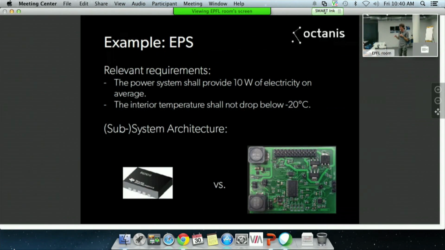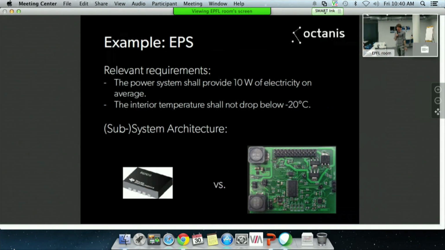And I stopped before at the V-Model. I want to go a bit deeper there and show that with a few examples. So that's the electrical power system. I want to summarize again the relevant requirements: the 10 watts on average that should be produced, and the temperature that should be held inside the rover.